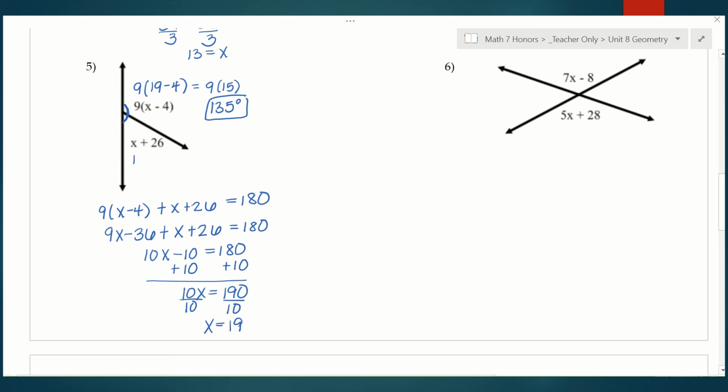And then for the other one, 19 plus 26, that's going to give me 45. Okay, so quick check, 135 plus 45 is 180. So we're good on that.